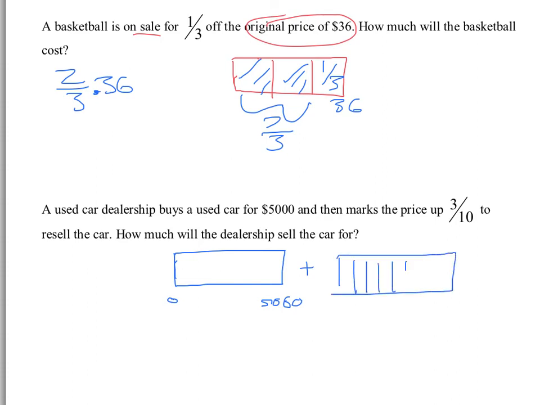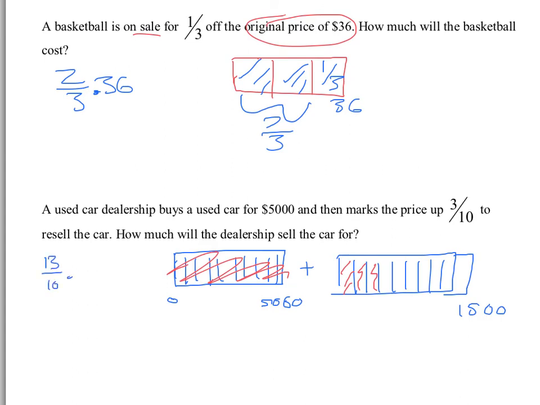They marked up the price an additional 3/10, and that's in addition to the 1 whole that I already had. So I have 10/10 plus 3/10. That's going to give me 13/10 of the original price. It's going to be how much I will end up paying for the car.